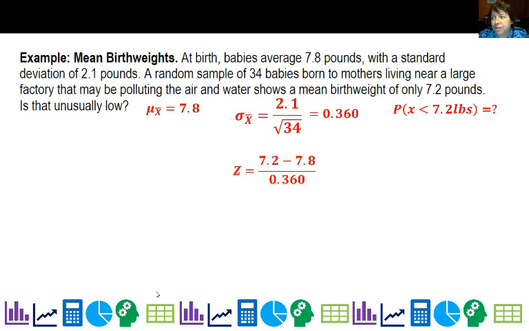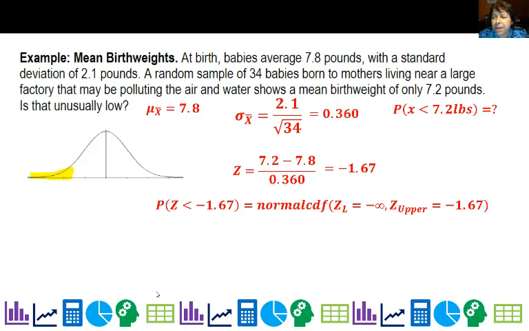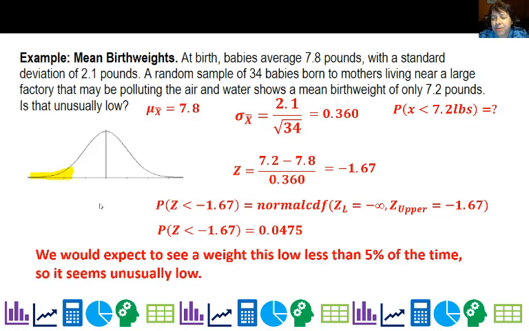I'm going to go ahead and find the z-score, 7.2 minus 7.8 divided by 0.360, and I have a z-score of negative 1.67, which you're probably thinking, well, that's not that far away, and you're pretty close. You're right. If I actually put in negative infinity, because we're looking lower, so we're starting way over here, to negative 1.67, I get 0.0475. Well, okay, so it's less than 5% of the time, so that tends to be our marker. It does seem a little on the low side, so it does seem unusually low.